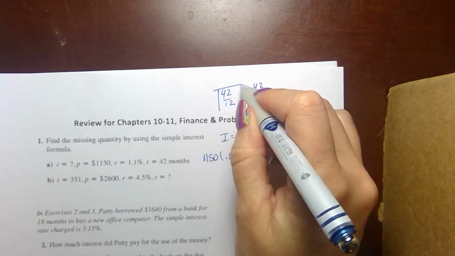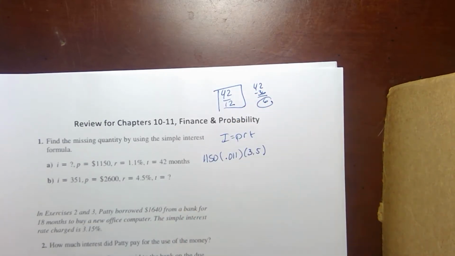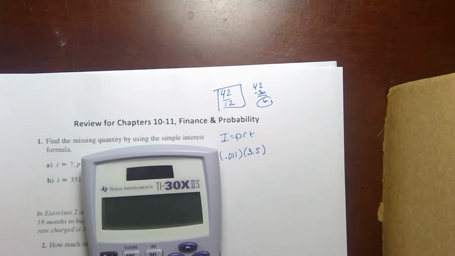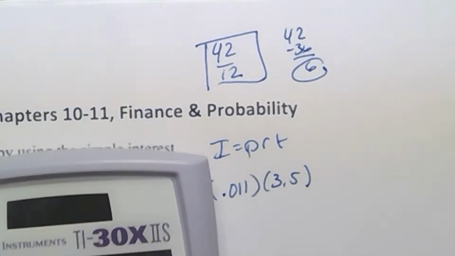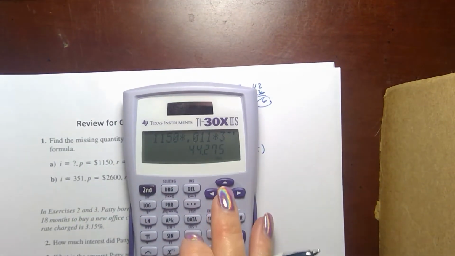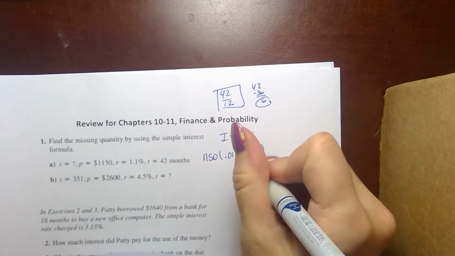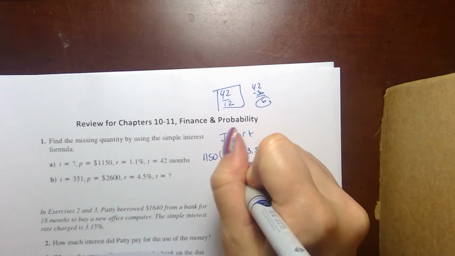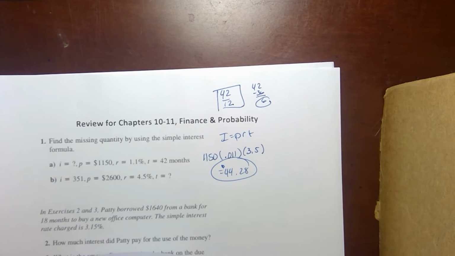Again, I could have also used that fraction as my time. So principal times rate times time. I input that into my calculator. And you guys can't see my calculator, I don't think. Well, there's a little bit better. And I get $44.28. You always round to the nearest penny. So $44.28. And that's the result that you had on the key. The key is already posted. I just didn't show you how to work them out.